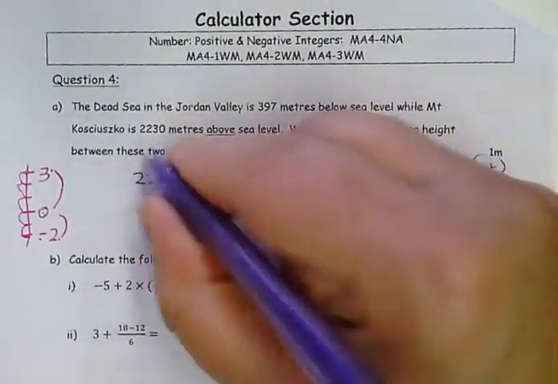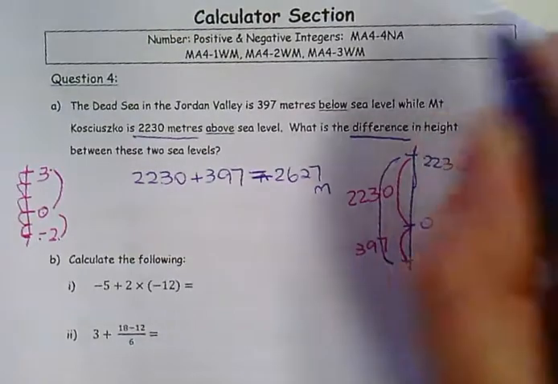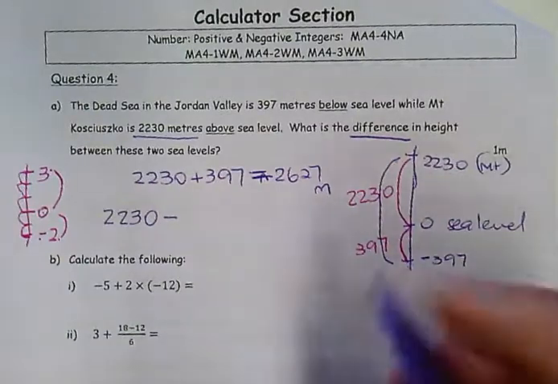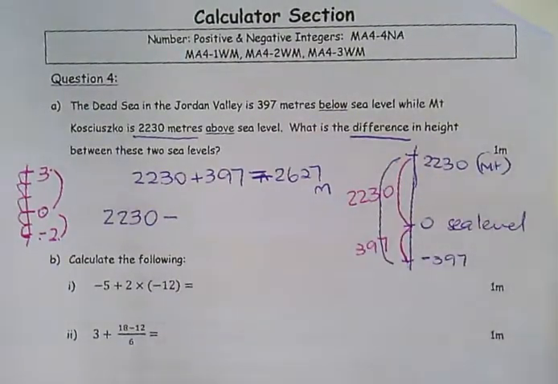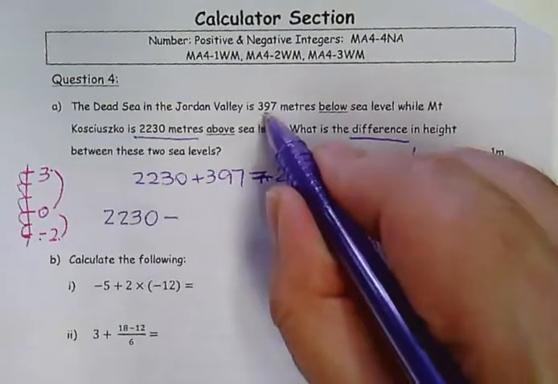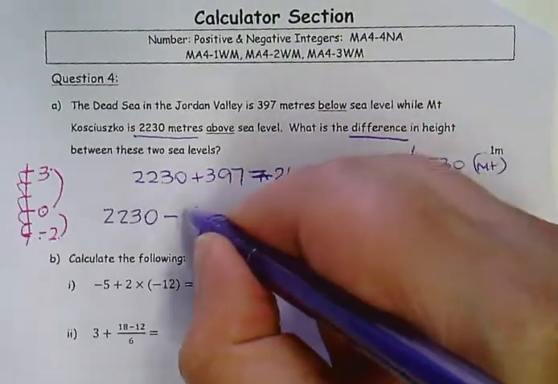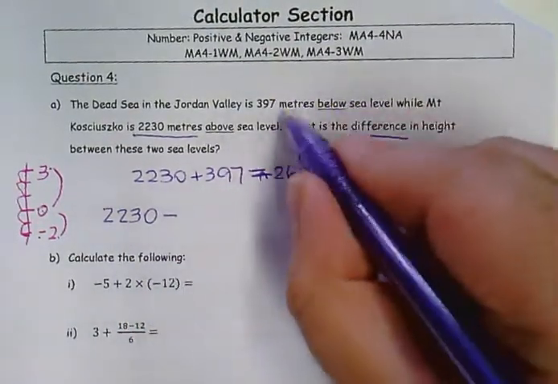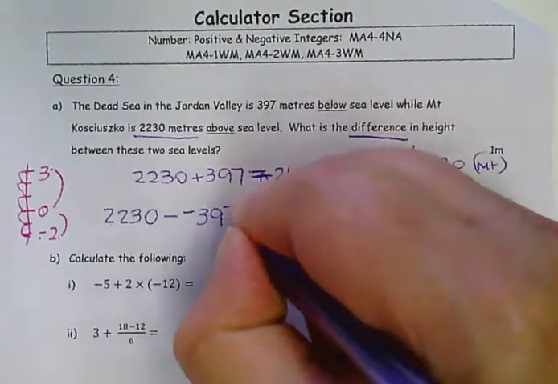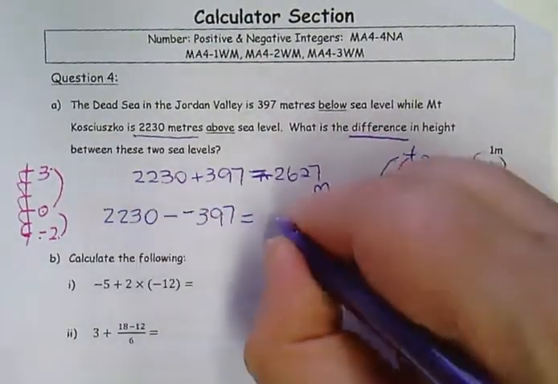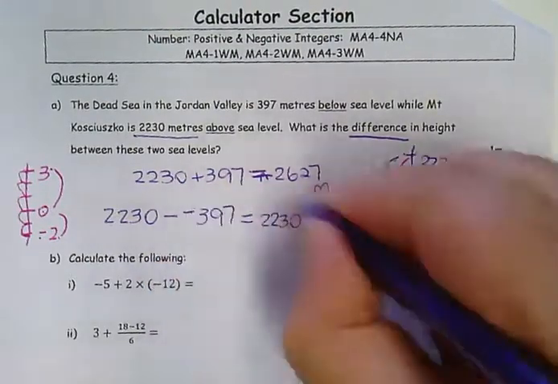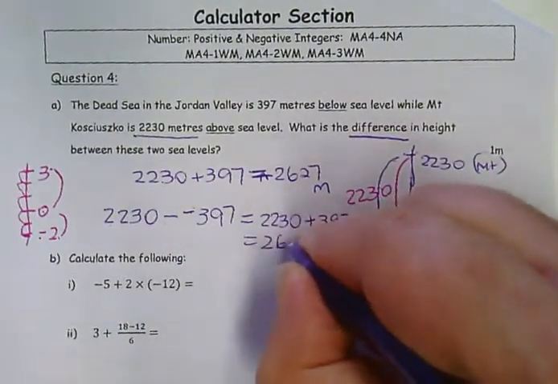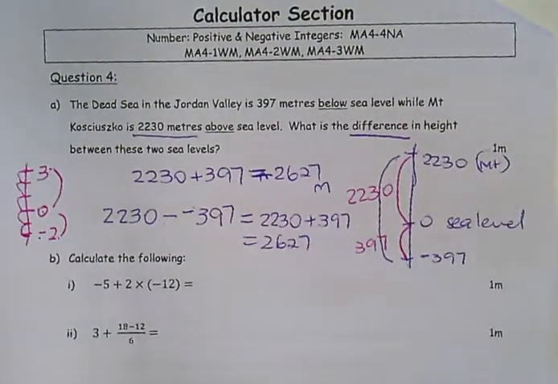However, if you don't want to draw a diagram, you can just do it using subtraction, because difference does mean to subtract. So we'll do the taller thing, which is Mount Kosciuszko, 2,230, take away the lower thing. Now the Dead Sea is 397 meters below sea level, so difference means to take away, but this 397 has to be written as negative 397. So 2,230, take away a negative means to plus. So I go 2,230 plus 397 is 2,627 meters.